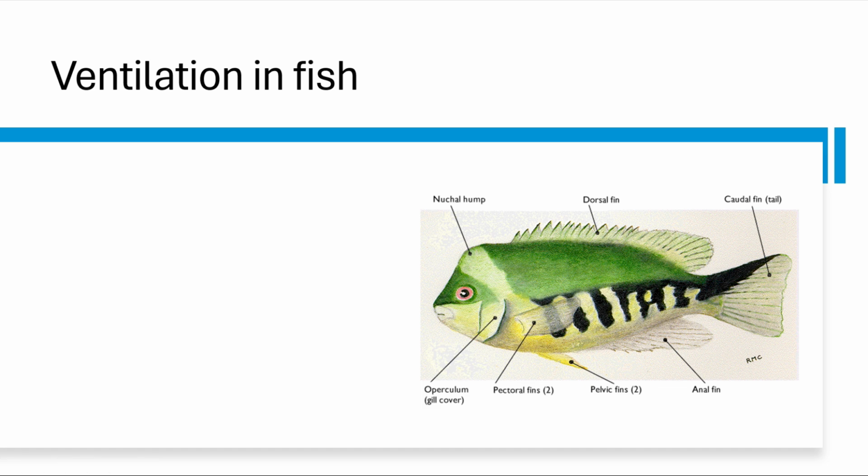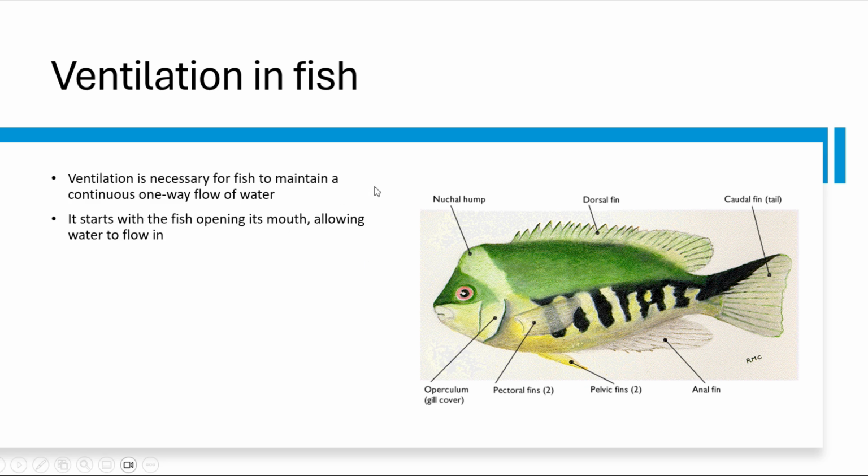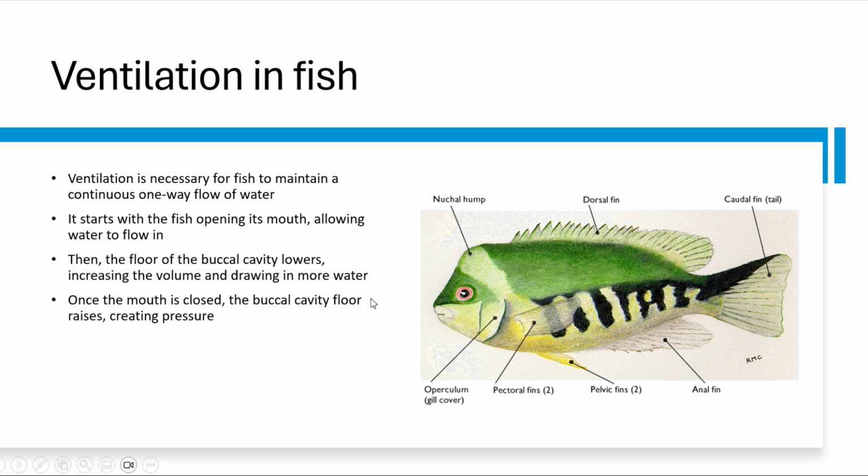Ventilation. So ventilation is the actual way that the water moves through the fish. Ventilation is necessary for the fish to maintain a continuous one-way flow of water. So it starts with the fish opening its mouth, which allows water to flow in. Then the floor of the buccal cavity lowers. The buccal cavity is like the floor of the mouth, and that's going to move down. It's going to open wide, like you're at a dentist, which increases the volume and draws in more water.